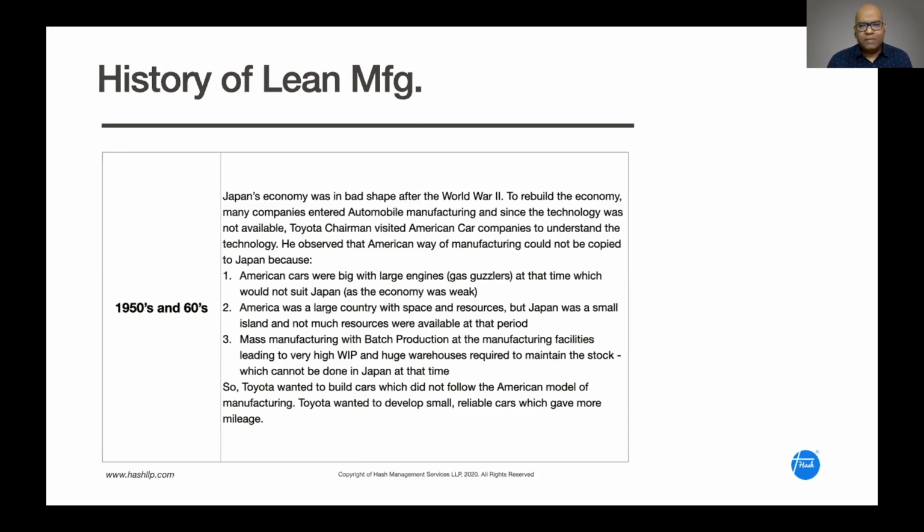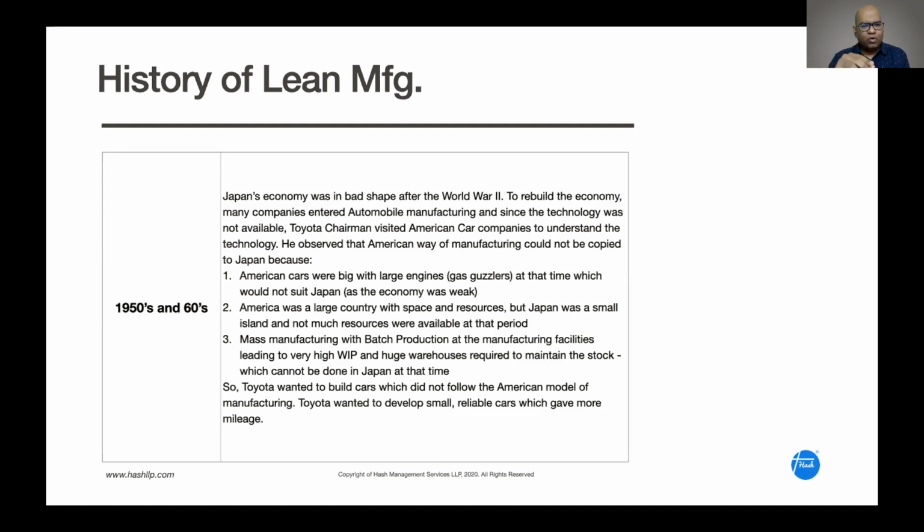During that time, there was no technology in Japan for manufacturing automobiles. So many companies which were earlier in other businesses started. For example, Toyota used to be in the textile industry, making textile machines, the power looms. Even now, most of the textile machinery is from Toyota, they are the world leaders in the power loom.